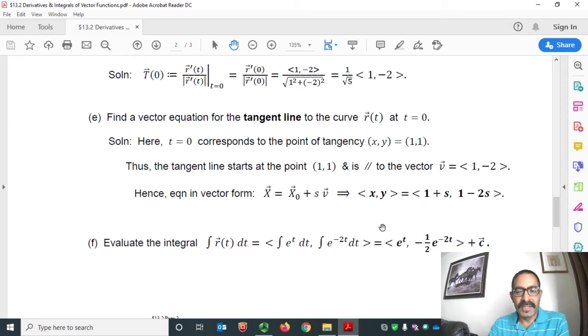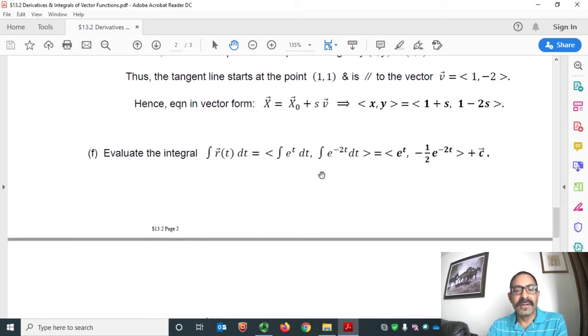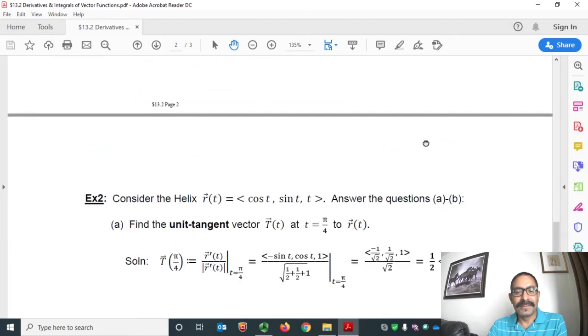Now let's move on. Let's do part F. Let's find the integrations. Let's integrate the vector function r(t). We integrate component-wise, so we integrate e to the t and we integrate e to the power negative 2t. The integration of e to the t is itself. The integration of e to the power negative 2t becomes negative 1 over 2 times e to the power negative 2t, plus a constant of integration, which is a constant vector here. I hope this makes sense to you all. Great. So let's move on.